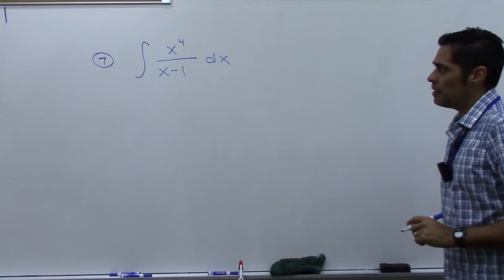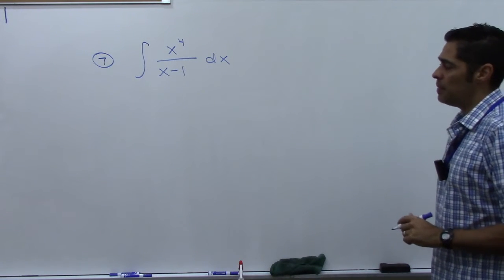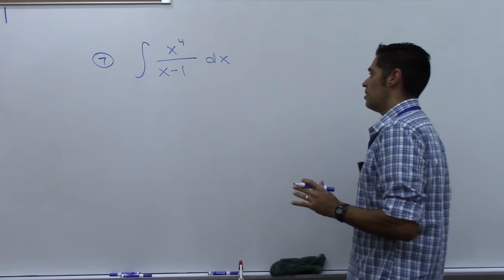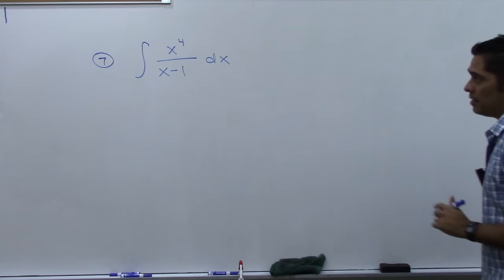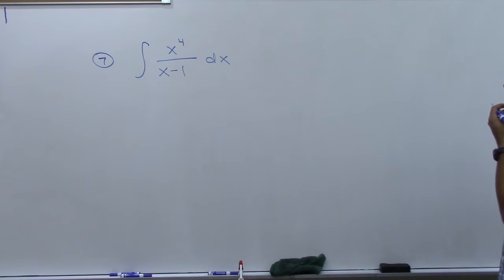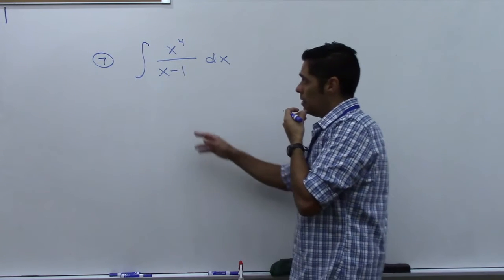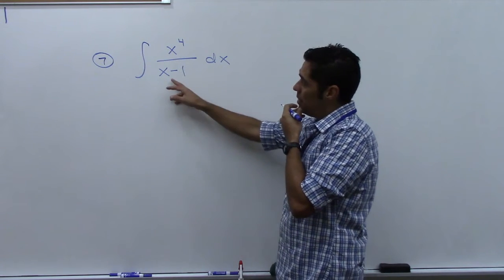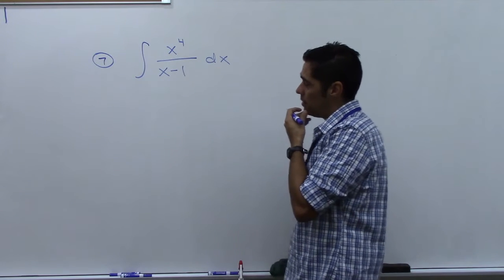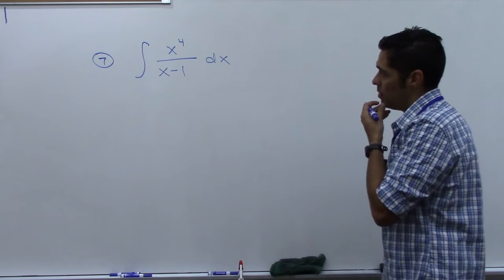Okay, so the first thing that we do is make sure there's no other technique we can use that's going to knock this thing out easily. I'm seeing maybe even a substitution would probably work. If we let u be x minus 1, we might be able to rewrite this. But let's use the partial fraction technique and see what happens.